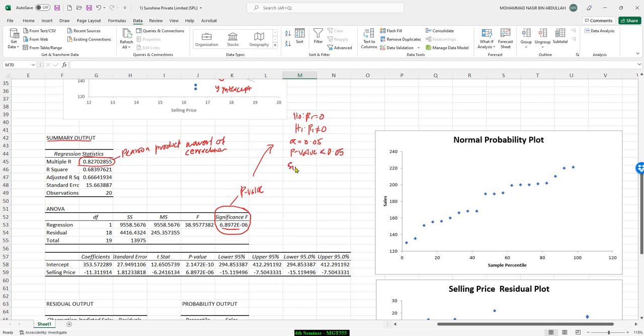So since p value is less than 0.05, null hypothesis is rejected. So what does it mean? It means untuk null hypothesis, the regression, oh sorry, I tulisan tak cantik sekejap. The regression, yes. Ada soalan ke?